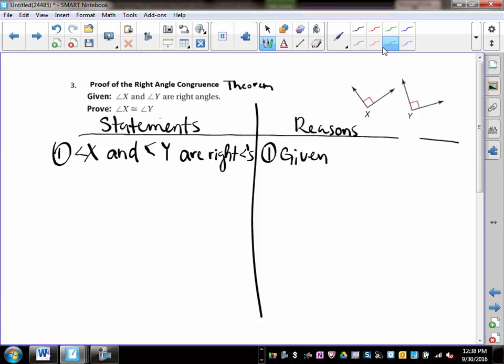I think it's probably like 3 or 4. This one's a shorter one. Alright, so now that we know they're right angles, what else do we know? Right, the measure of each one is 90 degrees. 2. The measure of angle x equals 90 degrees. The measure of angle y equals 90 degrees. How do we know that is true? Right angle. Good. Definition of right angle.